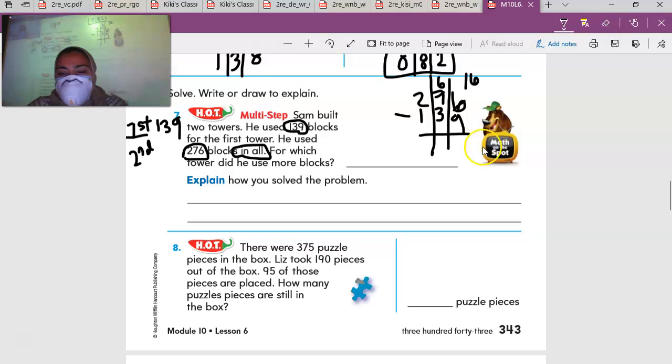is what? 7. Very good. 6 take away 3 is 3. And 2 take away 1 is 1. So he used 137 on the second tower. Now the question is, which tower did he use more blocks, the first or the second? Which number is bigger, the first or the second? The first.